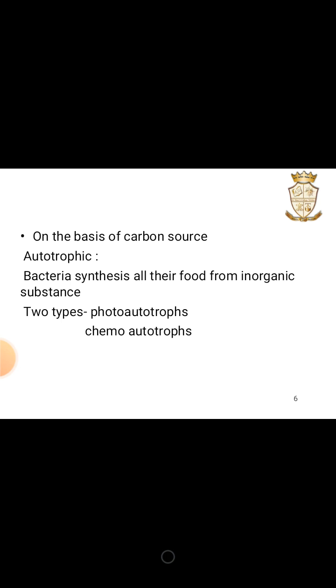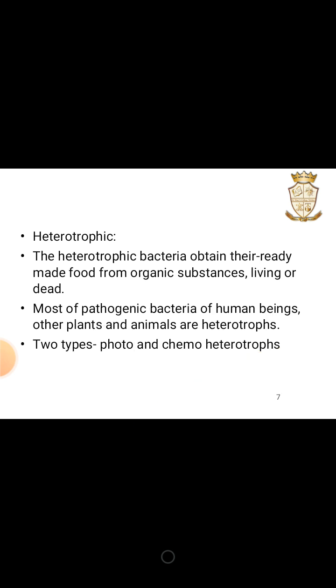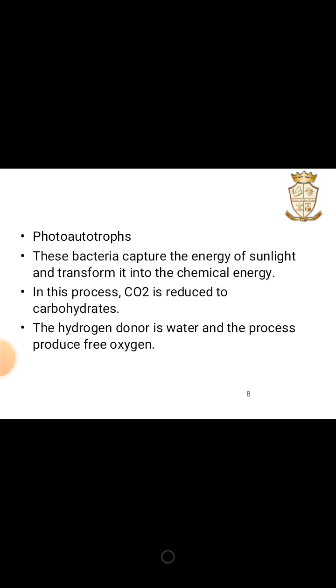On the basis of carbon source, bacteria can be divided into autotrophs and heterotrophs. Autotrophs are bacteria that can synthesize all their food from inorganic substances. There are two types, photoautotrophs and chemoautotrophs. Heterotrophic bacteria obtain their ready-made food from organic substances, living or dead. Most pathogenic bacteria of human beings, other plants and animals are heterotrophs. There are two types, photoheterotrophs and chemoheterotrophs.